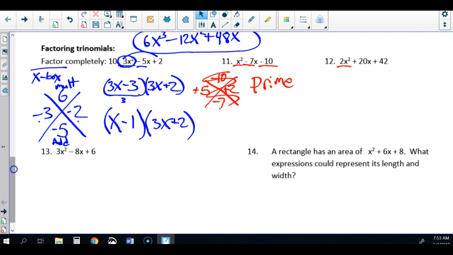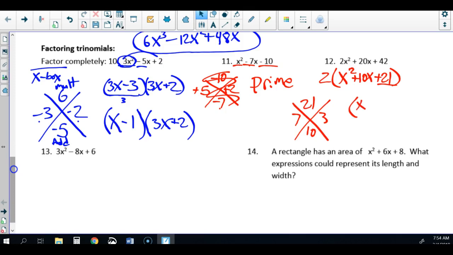Number 12 looks to be a hard type. I notice that 2, 20, and 42 all have a common factor of 2. Factoring out a GCF of 2, that leaves me with x squared plus 10x plus 21, which is now an easy type. So 21 up top, 10 down bottom, 7 and 3 are my side numbers. So x plus 7, x plus 3.